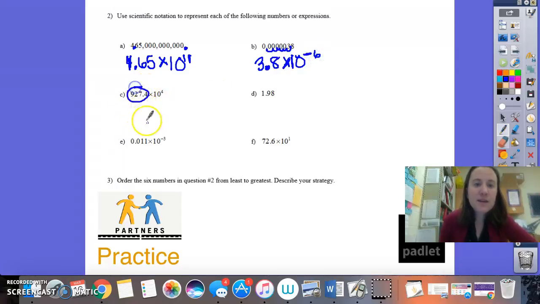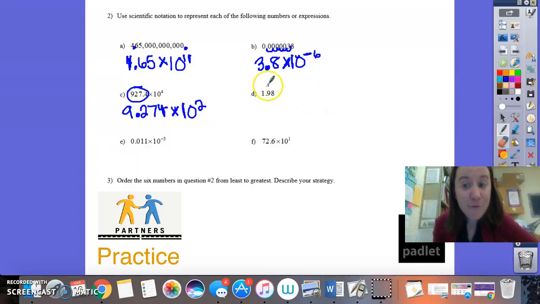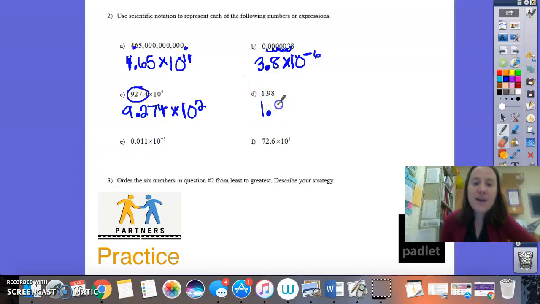This is a weird one because I've got already a decimal and already a power of 10, but it's not scientific notation because that lead factor is not between 1 and less than 10. So I need to make this 9.274. And in order to do that, I moved my decimal point twice. Again, this looks half right because I already have a lead factor that's in that right range, but I need to rewrite that to be scientific notation as 10 to the 0 power.